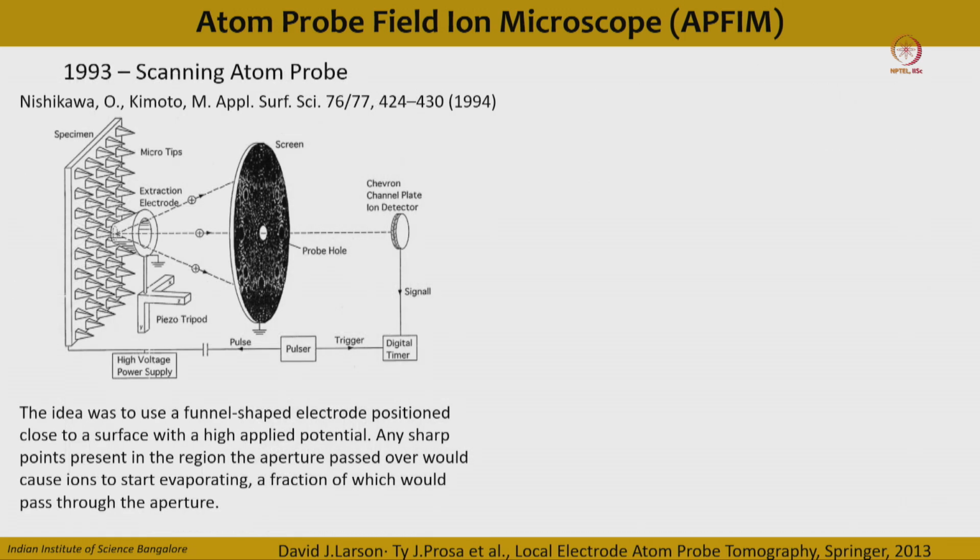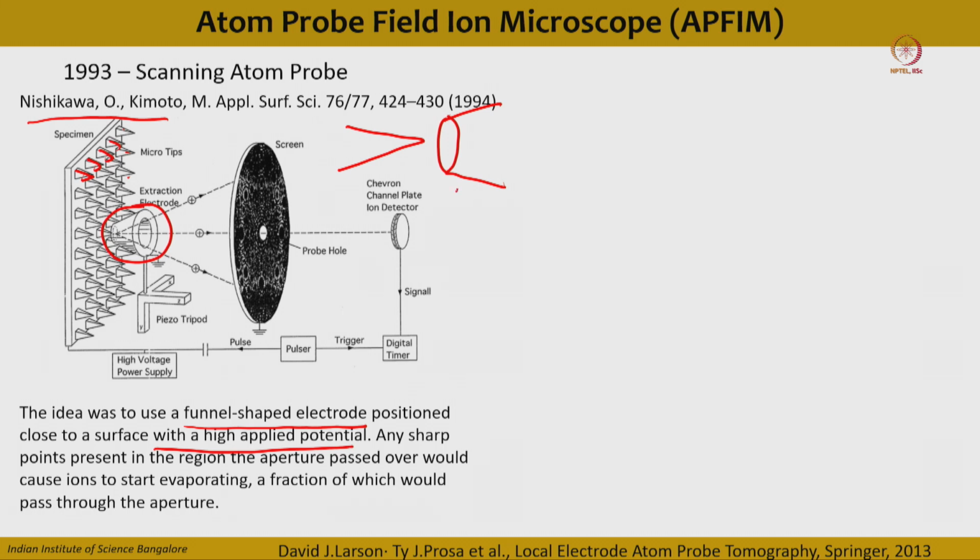Later in 1993, a professor from Japan, Professor Nishikawa, kept a funnel shaped electrode just ahead of the tip. So these sharp needles, you can consider them as the samples or specimens. And he kept a small electrode just near the tip. So assume there's an atom probe tip, and he has kept one hollow funnel shaped electrode in that position. Okay, and he applied a very high potential. What is the effect of this electrode?